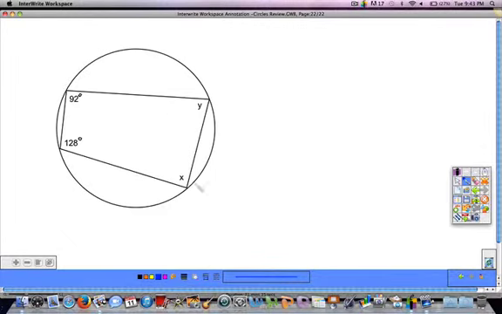But we don't know that this is a parallelogram. It sure doesn't look like it. Doesn't look like a square or rectangle. We can't assume, but it doesn't look like it to me. The rule is these two opposites are supplementary. So these two add up to 180. So 180 minus 128 leaves me with 52 degrees. So y is 52 degrees.